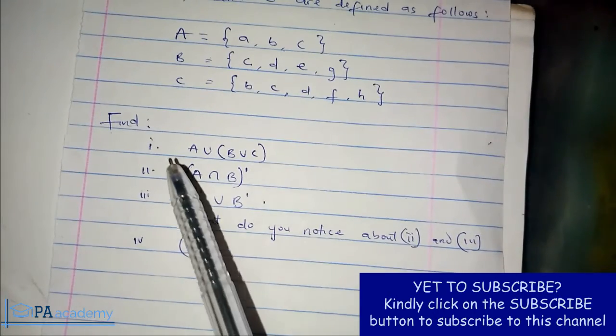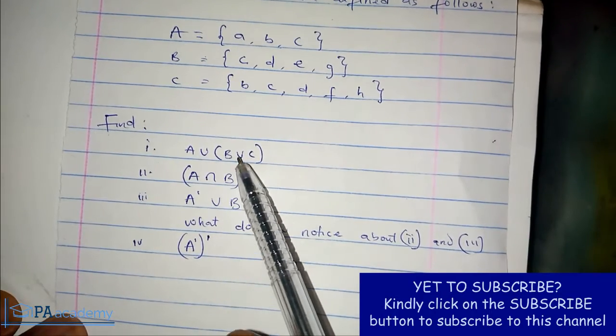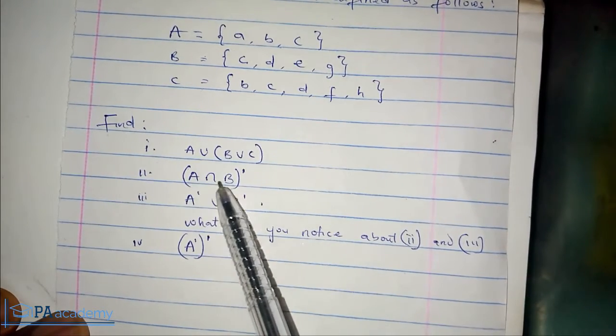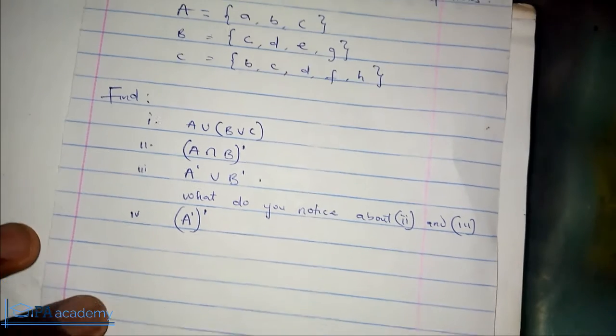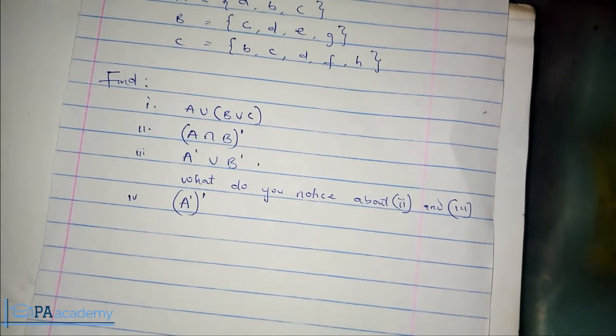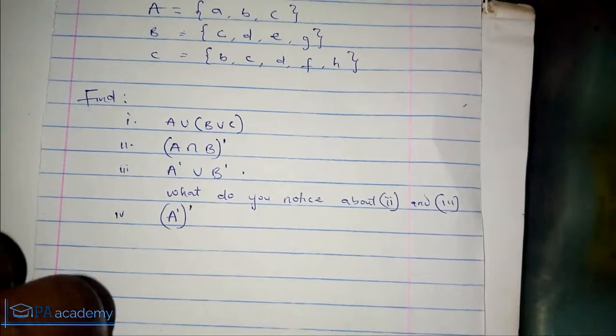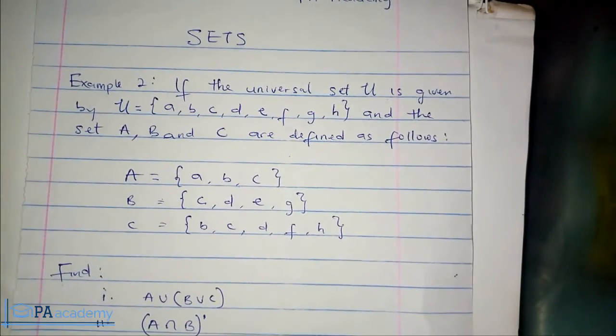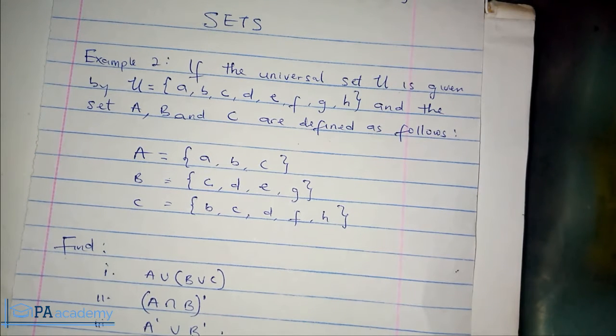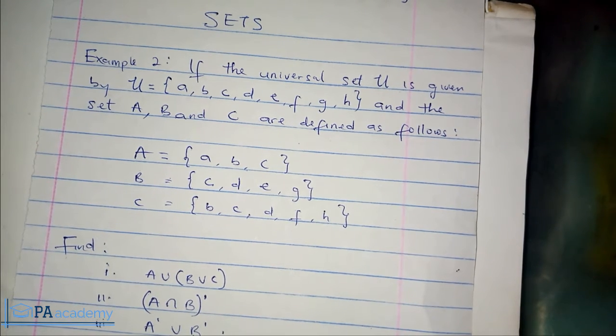So you should find A union (B union C), A intersection B prime, A prime union B prime, and then the fourth one is A prime into brackets prime. If you've been following this video, you should be able to attempt this question. So I want you to pause this video and attempt this question, and let me know in the comment section below if you are able to solve it. Just pause it and try to attempt this question before I show you the solution.